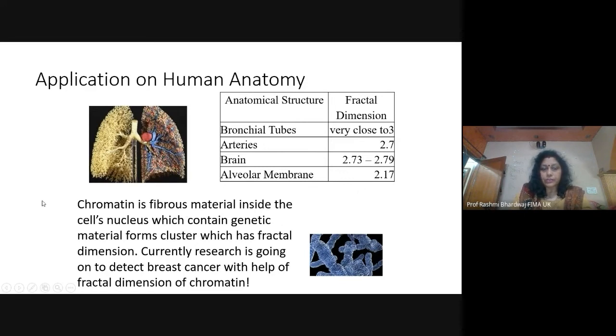And now the research is going on with chromatin material. It is a fibrous material inside the cell's nucleus, which contains the genetic material and forms clusters that have a fractal dimension. The research is going on to detect breast cancer based on this fractal dimension of chromatin. The Bhabha Atomic Research Centre, Indian Medical Association, AIIMS and DRDO are working on this, and I am also a part of this team. So we are very close, and hopefully in future we will be able to find its fractal dimension.